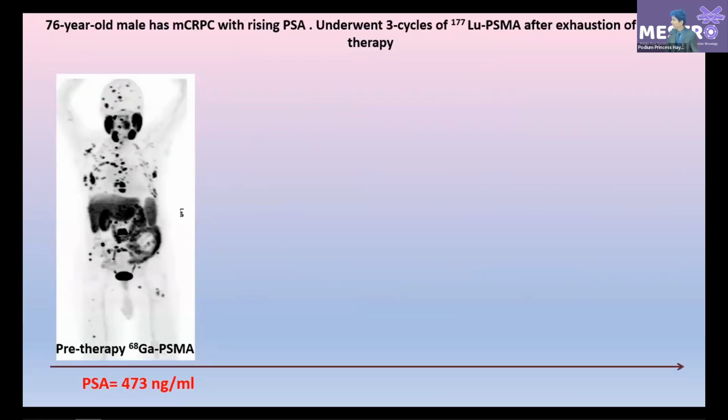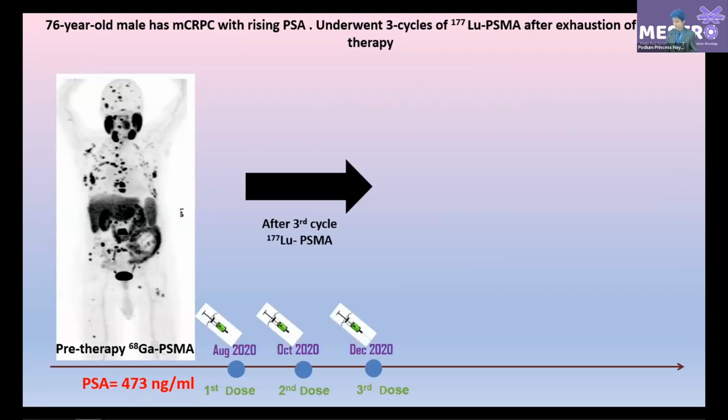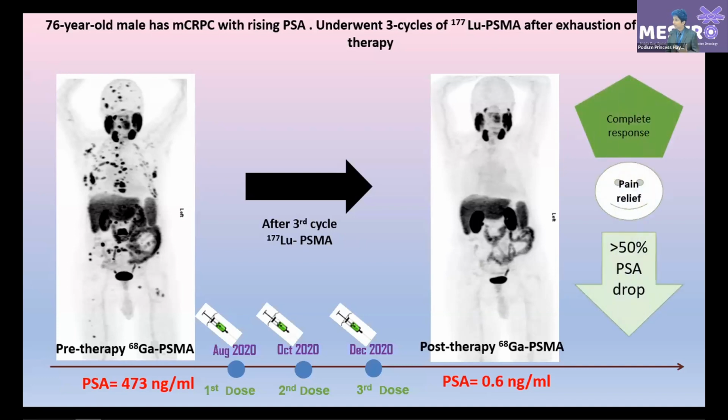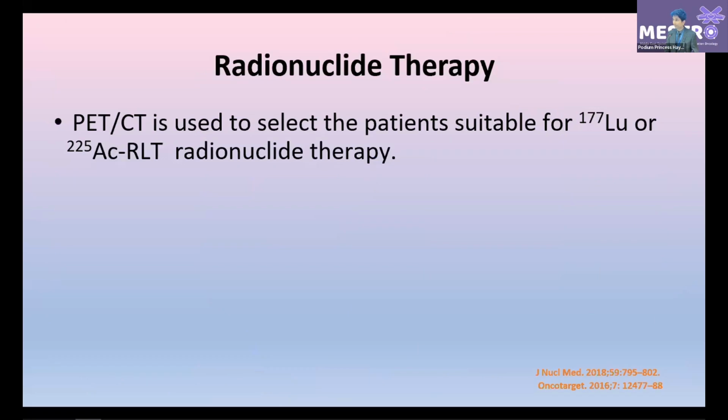So just an example of how good theranostic or lutetium therapy is. You can image the patient with gallium PSMA, and you can treat the patient with lutetium PSMA, and after 3 cycles, you have a very dramatic response in this patient, with the PSA dropping from 473 to 0.6, and the patient has a very good response. So can we translate these things to other tumors or not? Definitely yes.